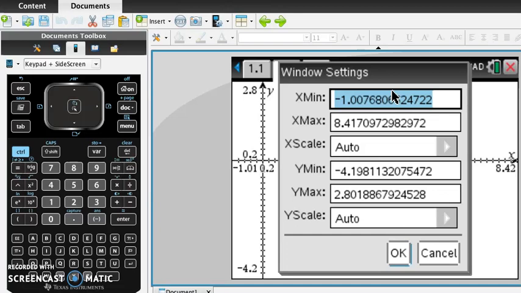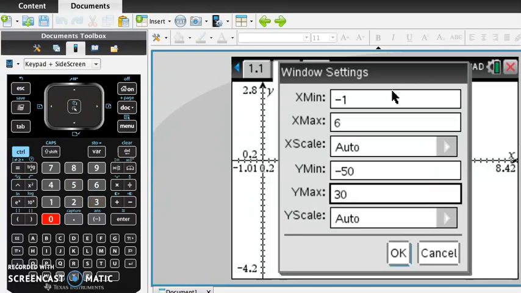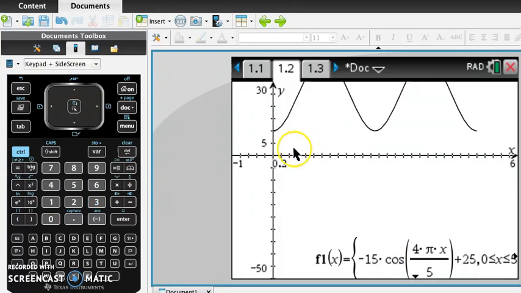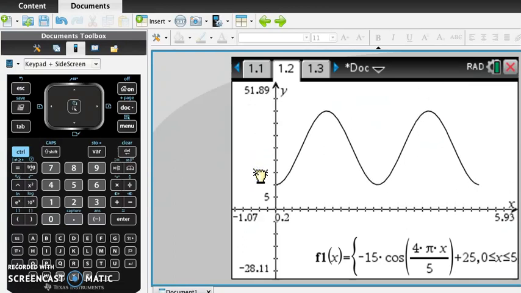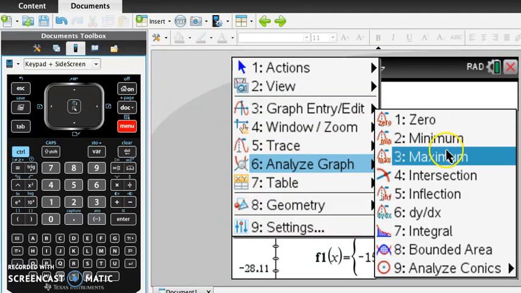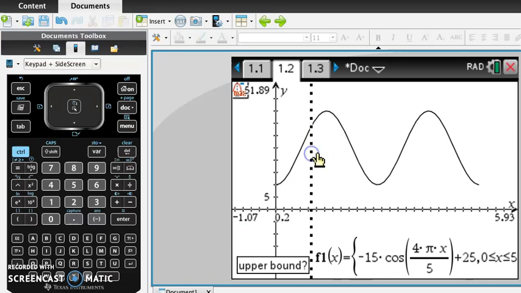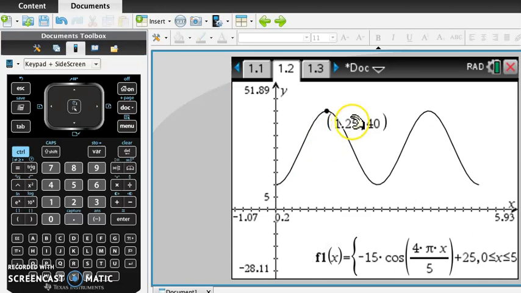My x values, well, it says t is greater than 0. So I might just put negative 1 to say 6. And we just spoke about, say, negative 50 to, I don't know, 30. So we can nearly see plus 25. So there's my graph, right? So remember we've got to do maximums, minimums, endpoints. So let's just do a little bit of an analyzed graph. 1.25, that's okay. All right, so there's a nice exact value.